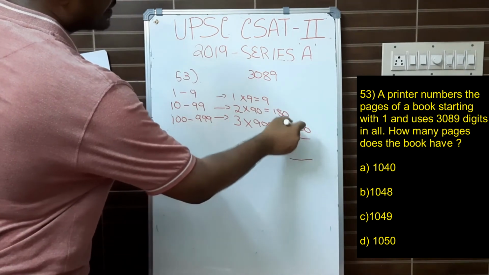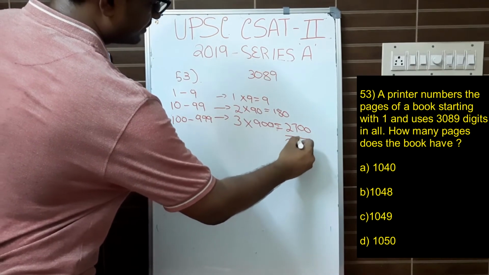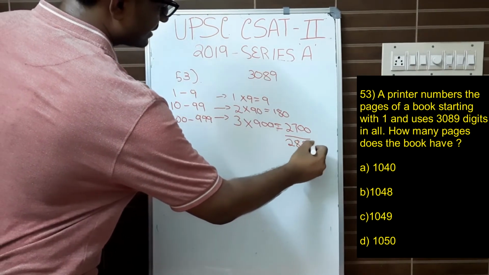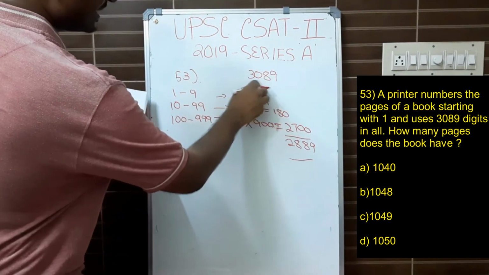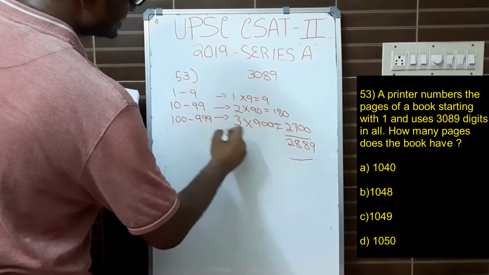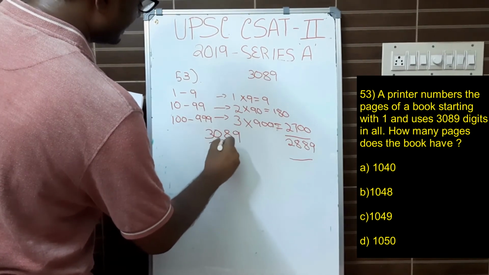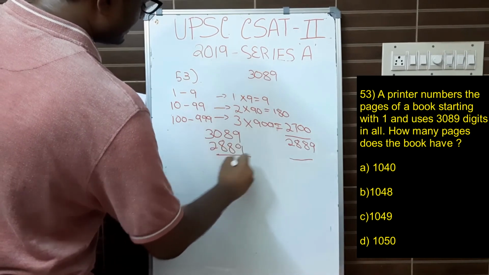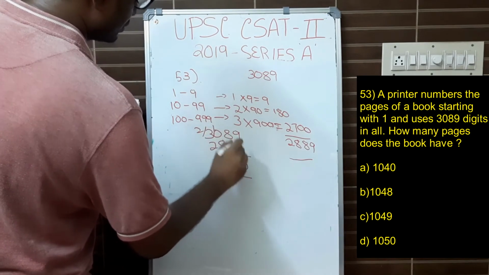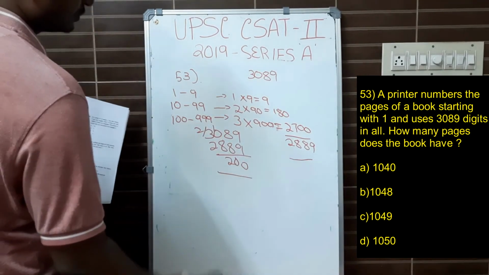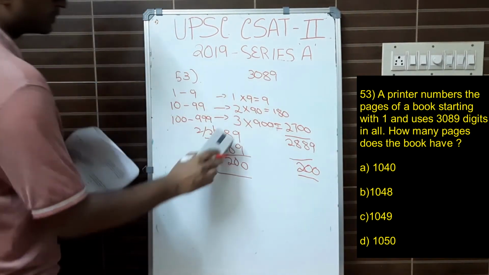That is 9 plus 180 plus 2700. If you use your addition, you will get 2889. So totally 3089 digits are consumed, not 2889. So what is the difference? The difference between 3089 and 2889 is 200. So we now know, I'll write it down here, that we need to use 200 digits henceforth.